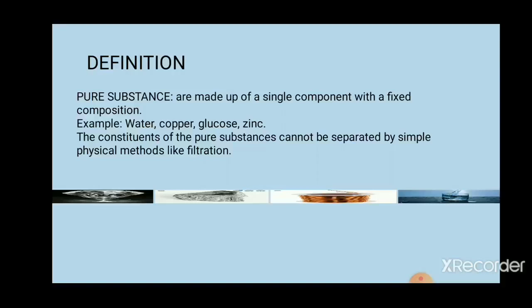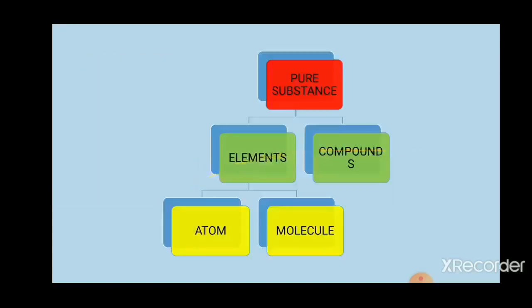So I will repeat again. What is a pure substance? Pure substances are those substances which are made up of a single component, or only one kind of component, with a fixed composition. Now we'll move on to the next one. Pure substances are again classified as elements and compounds.